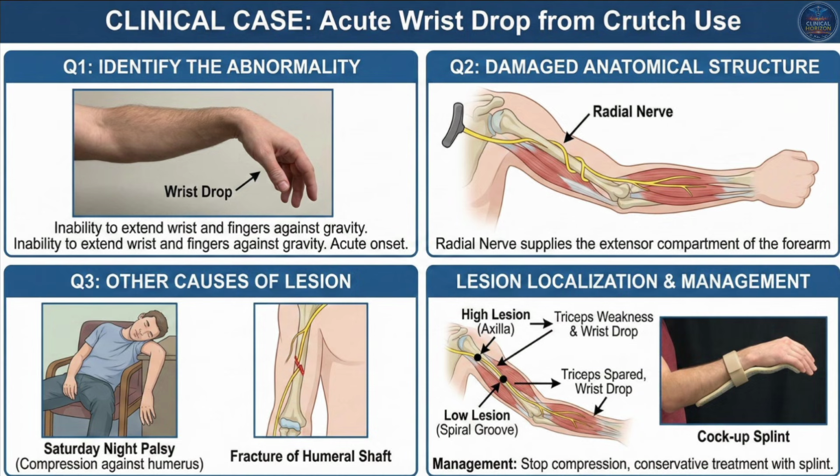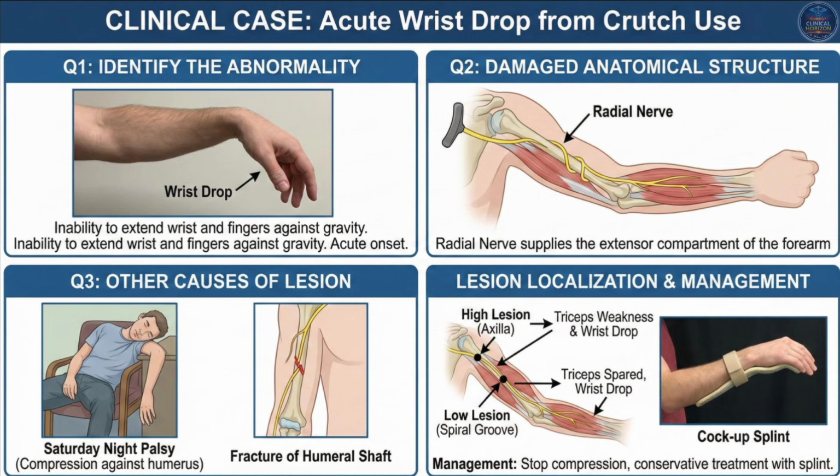Now the second question asks, mention the anatomical structure damaged to cause such condition. This tests basic anatomy. Which nerve supplies the extensor compartment of the forearm? The answer to write: radial nerve. Mention other 2 causes of such lesion.